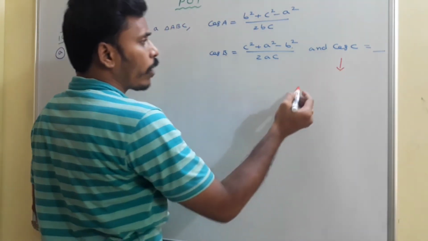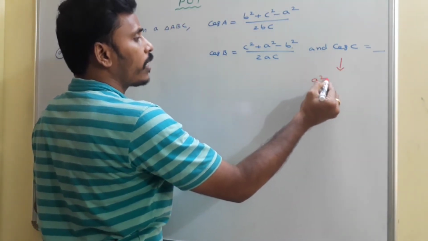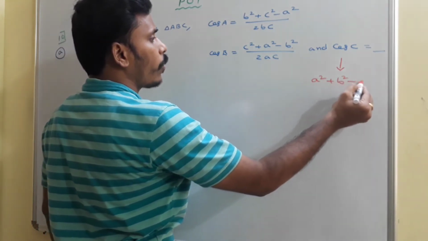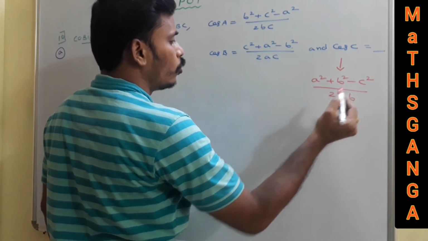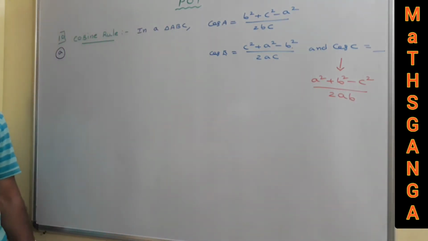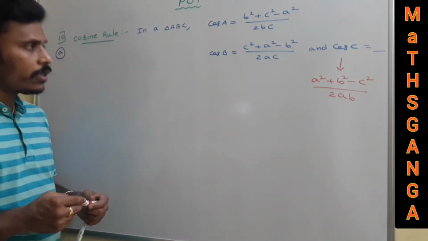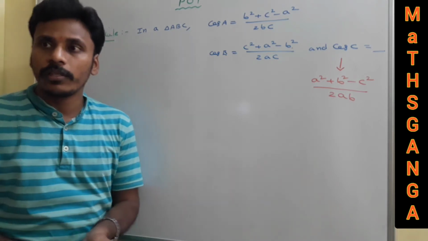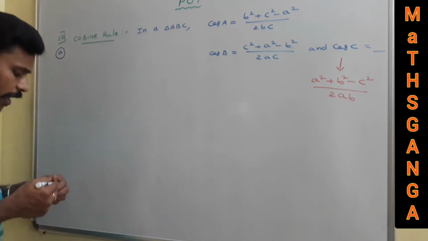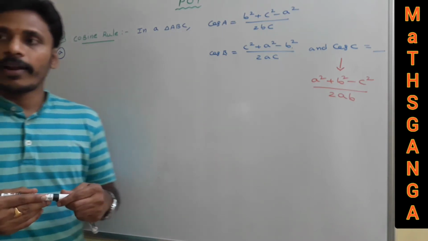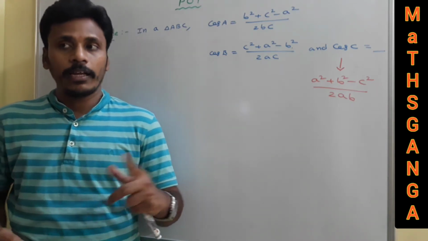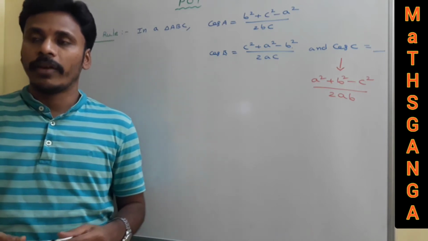In the same manner, if you write for cos C, it becomes (a square plus b square minus c square) divided by 2ab, and that is cos C. And now our intention is to prove this cosine rule from the triangle ABC. See, again we will have three different cases here. The triangle may be acute, the triangle may be obtuse, the triangle may be right angled.